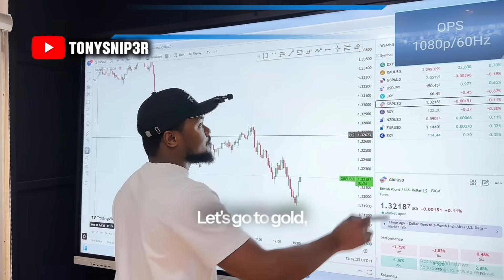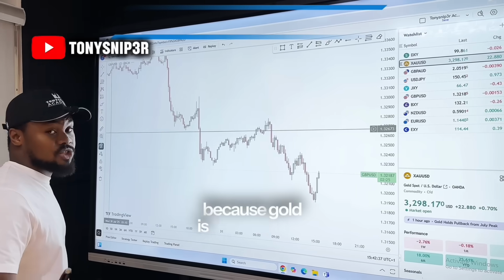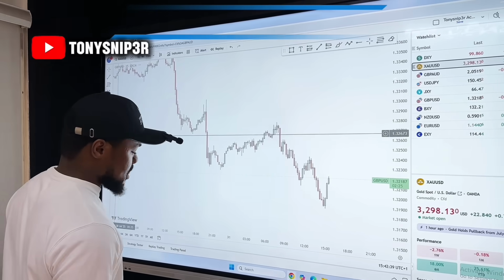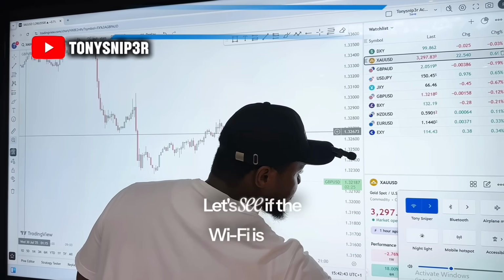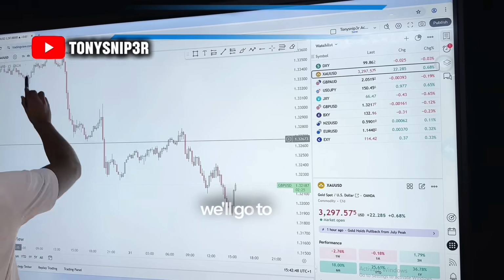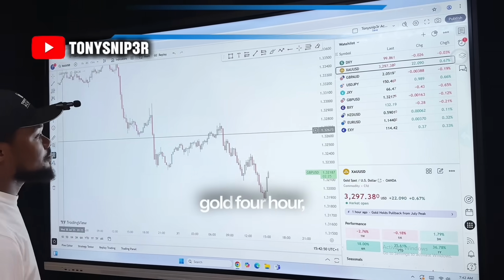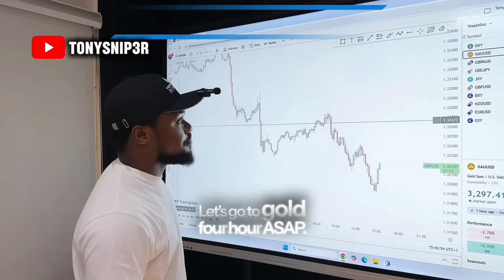Let's go to gold. Of course, because gold is the general pair that everybody trades. So let's go to gold. Let's see if the Wi-Fi is still connected. Okay, good. All right, so gold, we'll go to 4 hour. Gold 4 hour. Let's go to gold 4 hour ASAP.